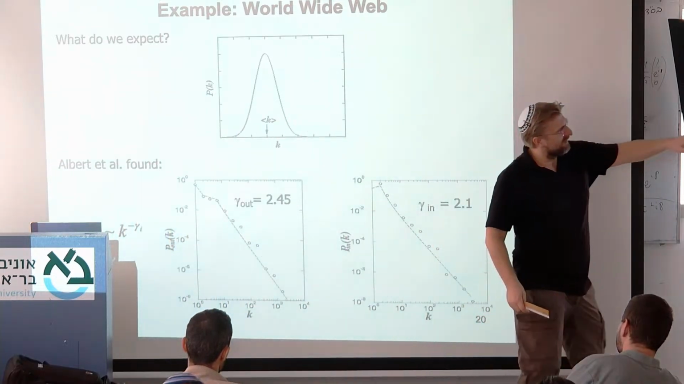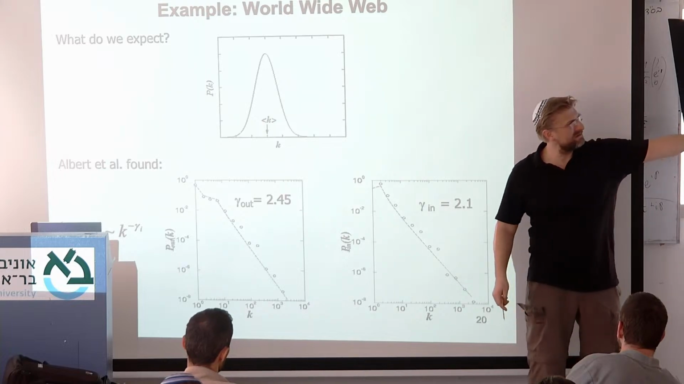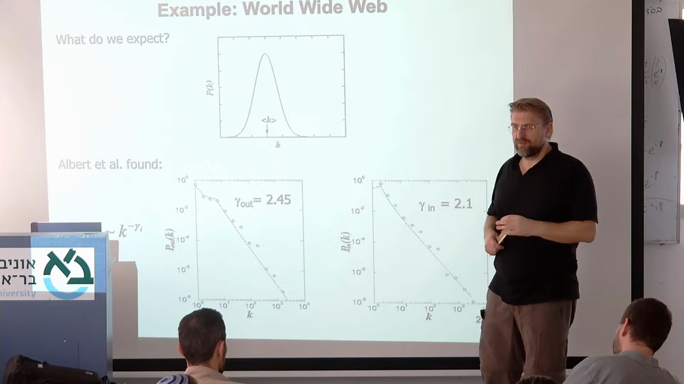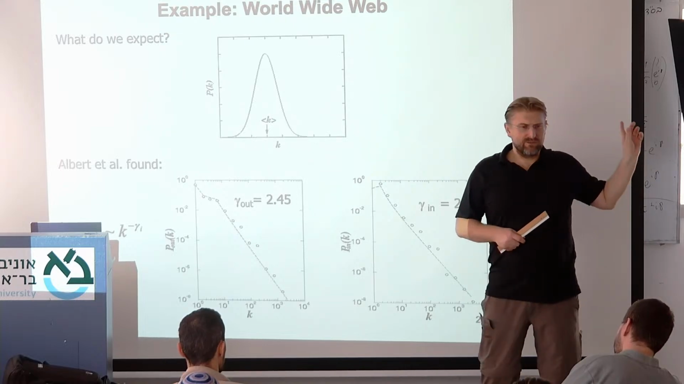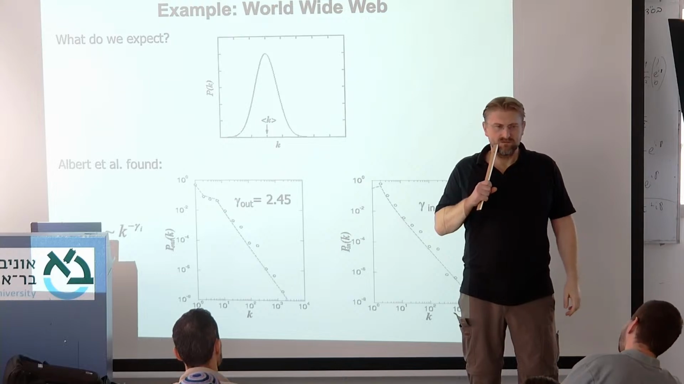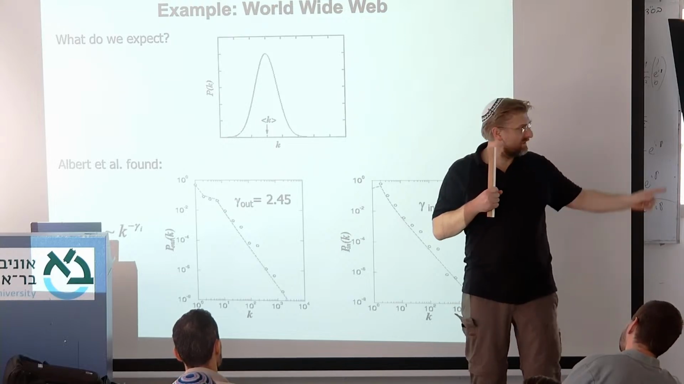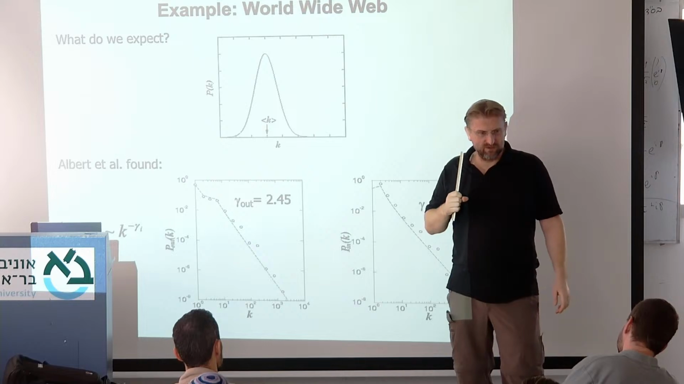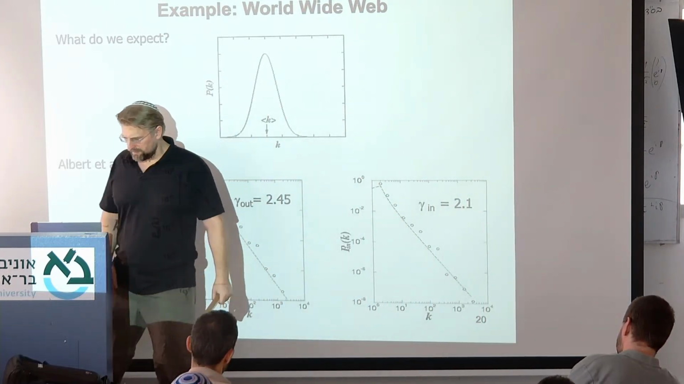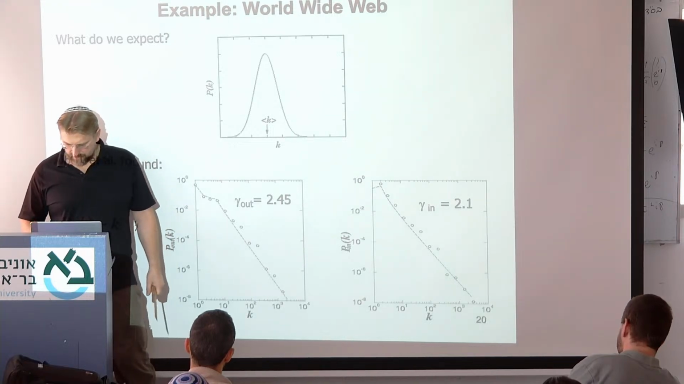Depending on whether you take incoming links or outgoing links, a power law with exponent 2.1 or 2.45. What have we learned about this kind of power law? It has a mean, but does it also have a standard deviation? It doesn't, because the exponent is below 3. No variance defined, no second moment defined, but a mean.